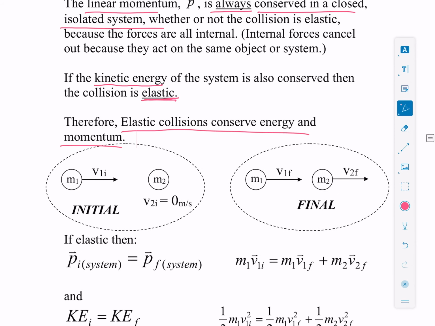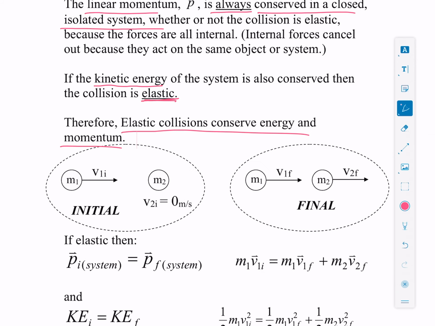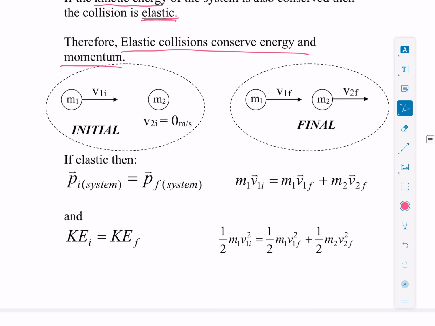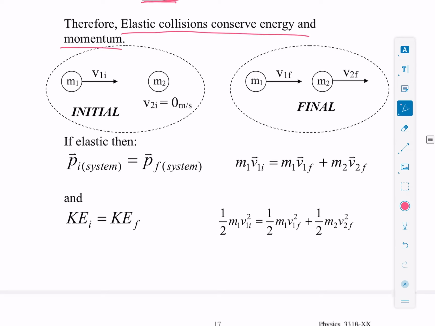What you have is, here's a little picture. This is my initial situation. Object M1 is traveling some initial speed. It's going to collide with object M2, which is at rest. And then afterwards, M1 and M2 are both traveling some speed. If it's elastic, then the initial momentum equals the final momentum, and the initial kinetic energy equals the final kinetic energy. If it's inelastic, then only the momentum is conserved, only that one.